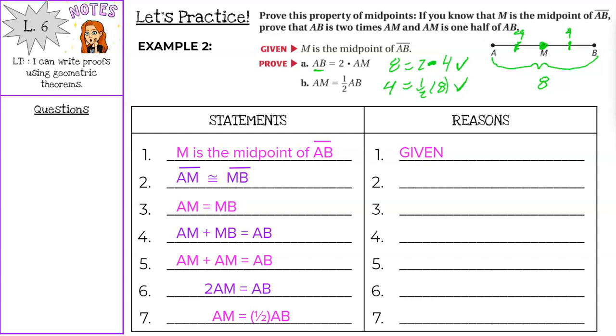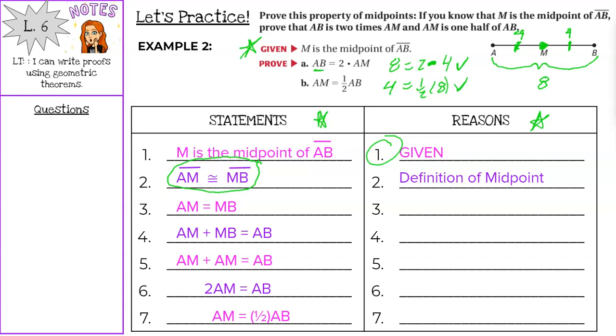And then now we just want to write it out in those logical statements and corresponding reasons. So again, the statements have been given for you. You just need to find the reason. So M is the midpoint of AB. That was given to us right here, given. M is the midpoint of segment AB. AM is congruent to MB. Well, if we know something is a midpoint, we know it cuts it into two congruent segments. So that is just your definition of midpoint.